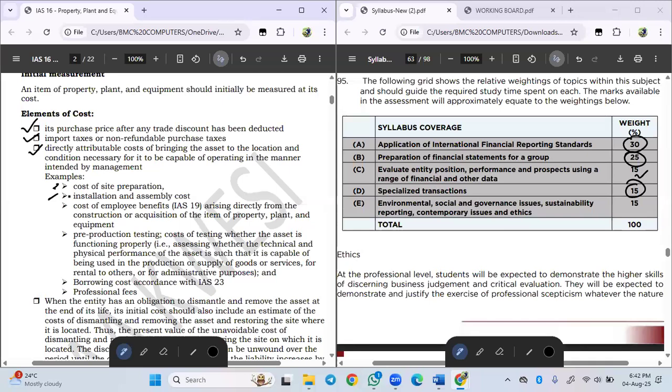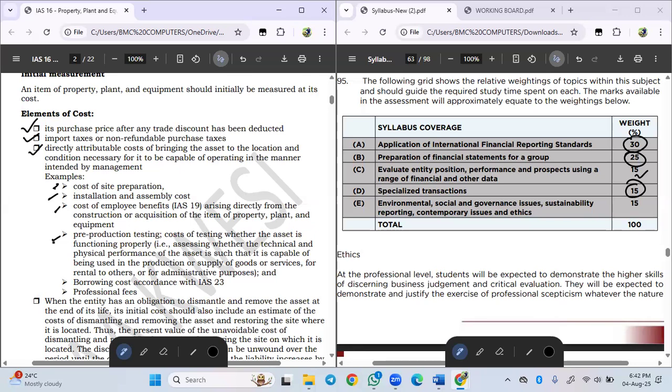Okay, you have to hire professionals or experts to come and install and assemble those plants before you can use it in your production firm. Cost of employee benefits. So this time around, you can talk of the direct labor and all that. Pre-production testing. Now this one is okay. So I'll come to the items that cannot be added to the cost of the asset.